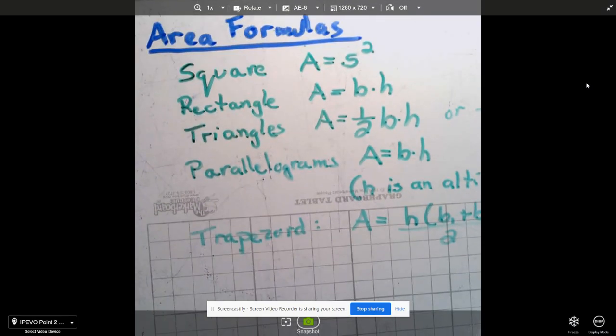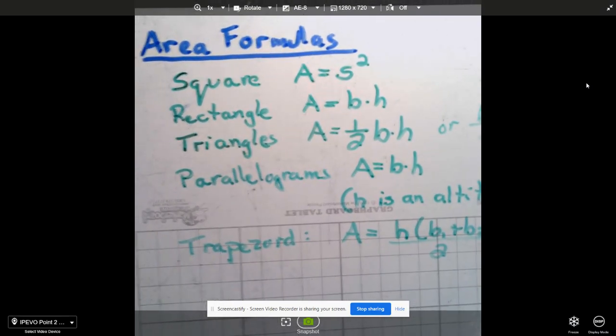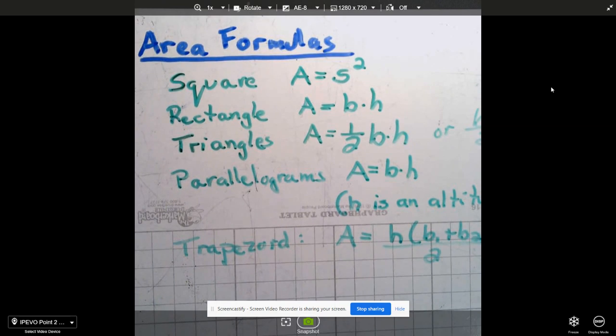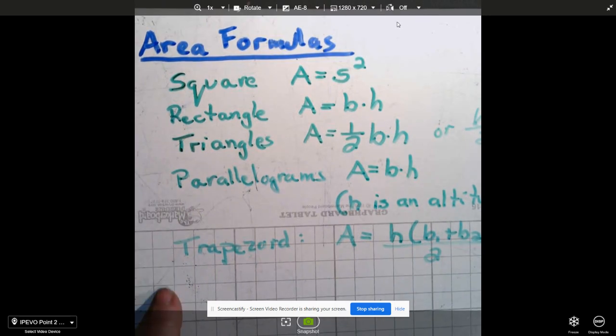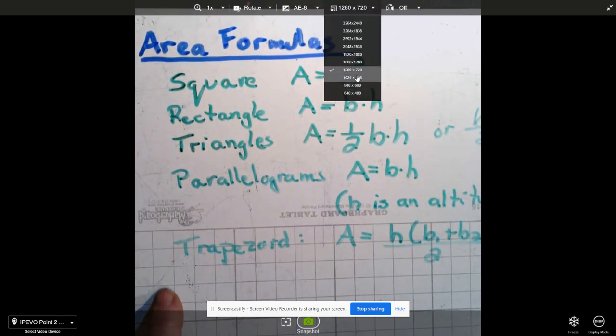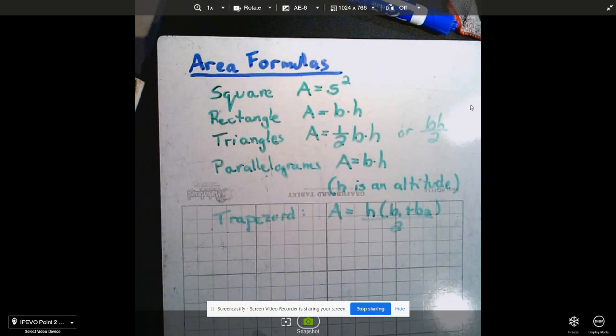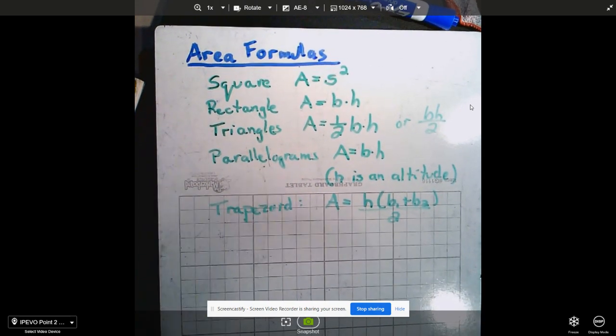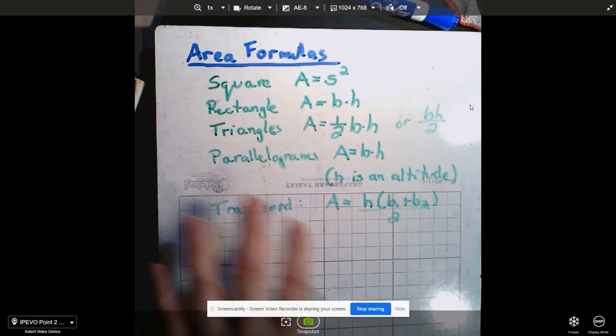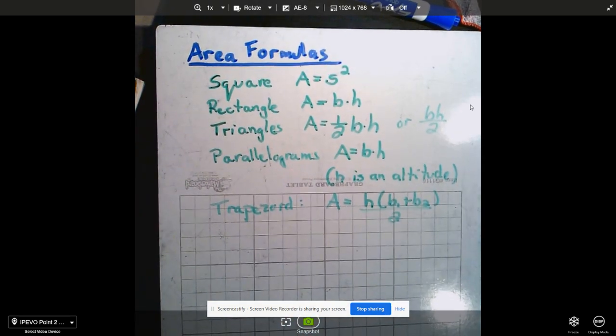All right. So in this part of Unit 8, we're talking about area formulas. And we're talking about the area of a square, a rectangle, a triangle, parallelogram, and trapezoids. I'm just going to make this a little smaller. There we go. So they each have their own separate formula. So you probably want to have some sort of a sheet that has all those formulas in one place so that they're readily available for you.